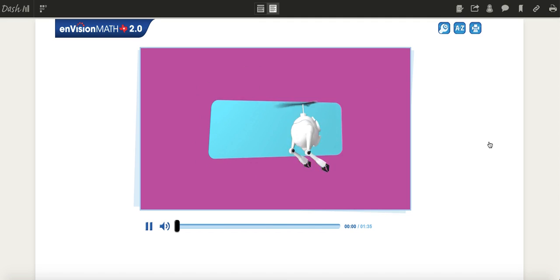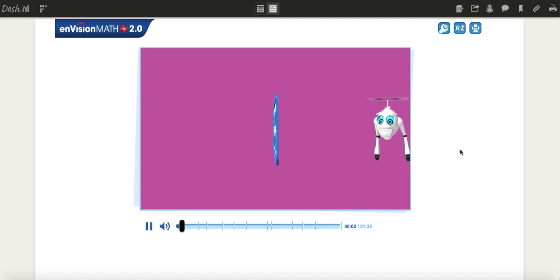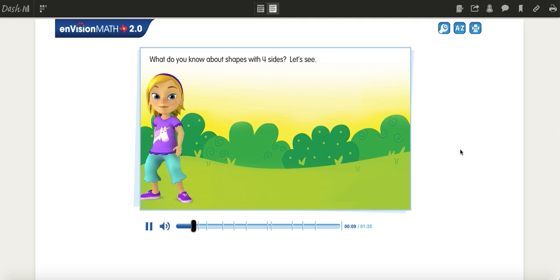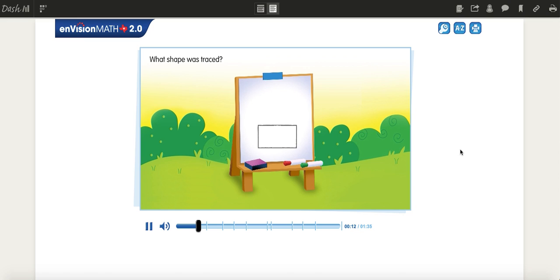Let's look at our video. What do you know about shapes with 4 sides? Let's see. What shape was traced? What shape is that? A rectangle was traced. How do you know? What can you tell me about this rectangle? How many sides does it have? How many vertices? A vertice is a corner.